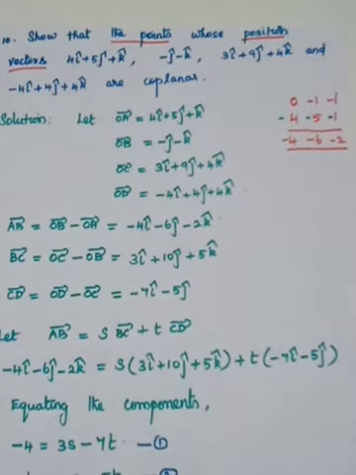Next you have to find BC vector. BC vector, how will you write? Position vector of the second point minus position vector of the first point. That is OC vector minus OB vector. Take OC vector. What is the coefficient?